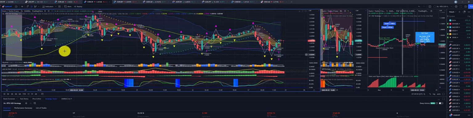Euro Swiss franc, a lot of consolidation, whipsaw here. The 2K loss here to the downside. As we can see here, the entire currency pair just continued to consolidate on the 1 hour.